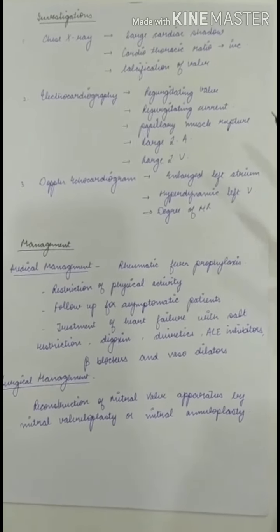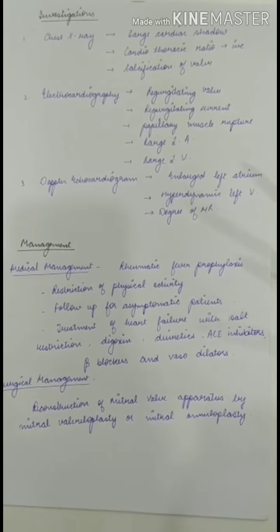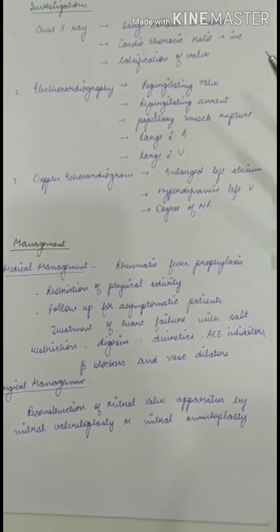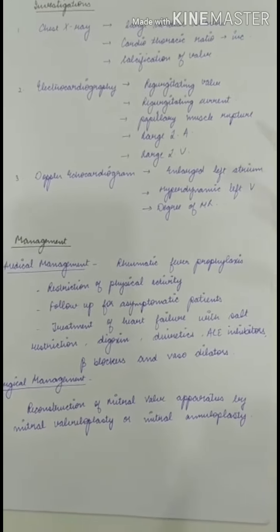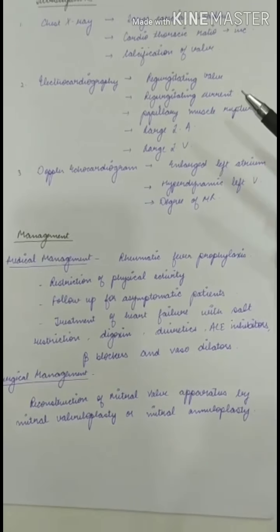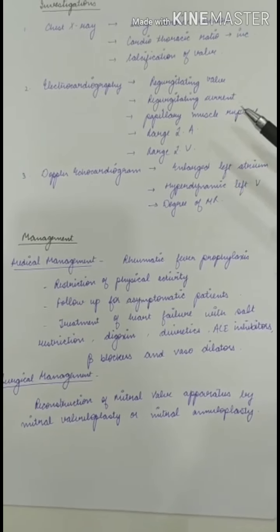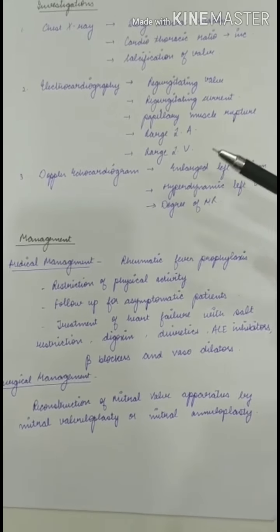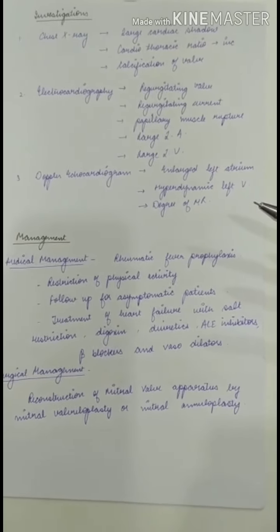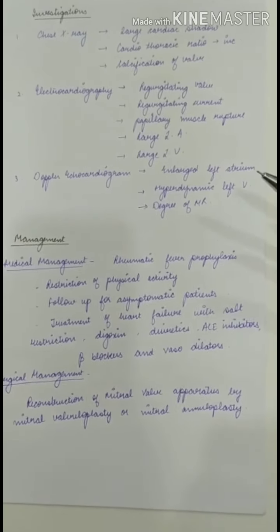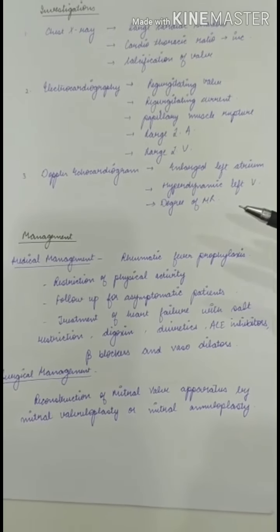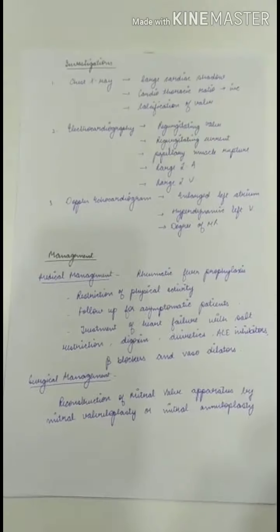Now let us come on to the investigation part. We can ask the patient to go for a chest X-ray where we can see a large cardiac shadow. The cardiothoracic ratio is increased. There will be calcification of the valve which can be seen. Second is electrocardiography where we can see regurgitating valve, regurgitating current, papillary muscle rupture, large left atrium and large left ventricle. Then we can ask the patient to go for a Doppler echocardiogram where we can see an enlarged left atrium, hyperdynamic left ventricle and the degree of mitral regurgitation can also be assessed.